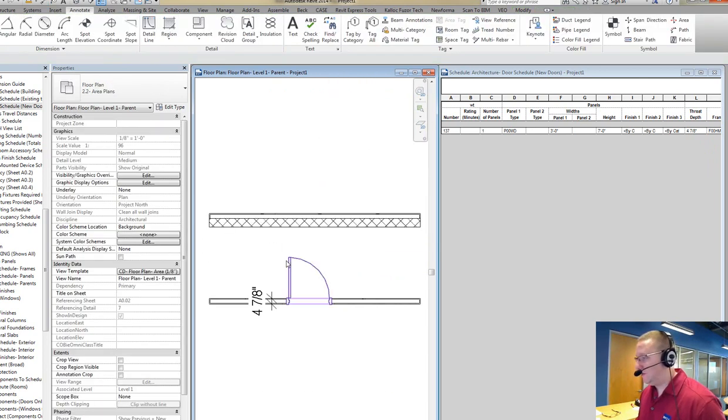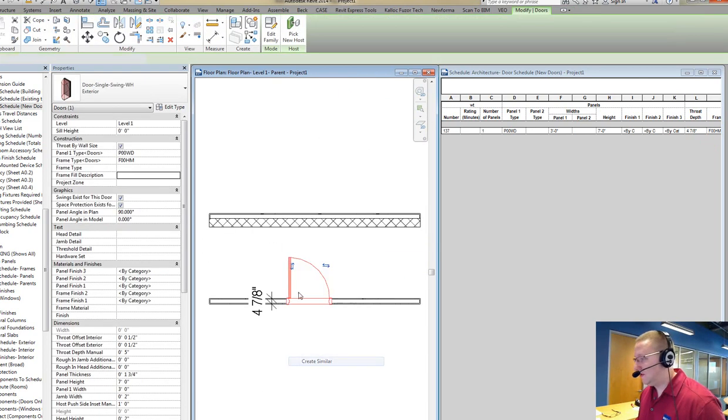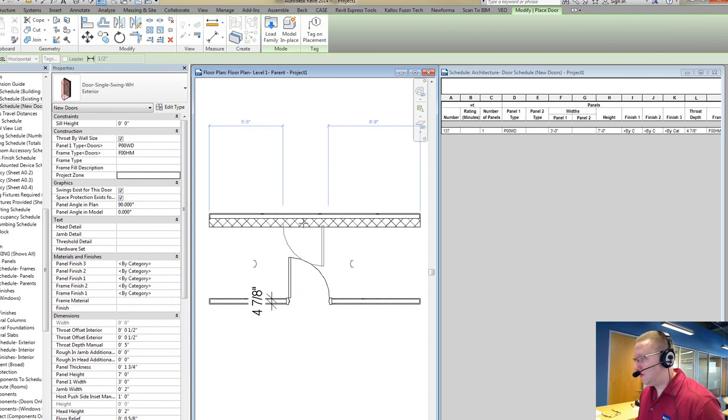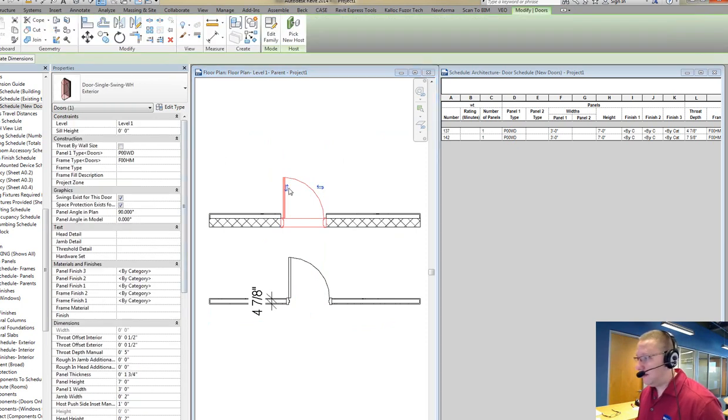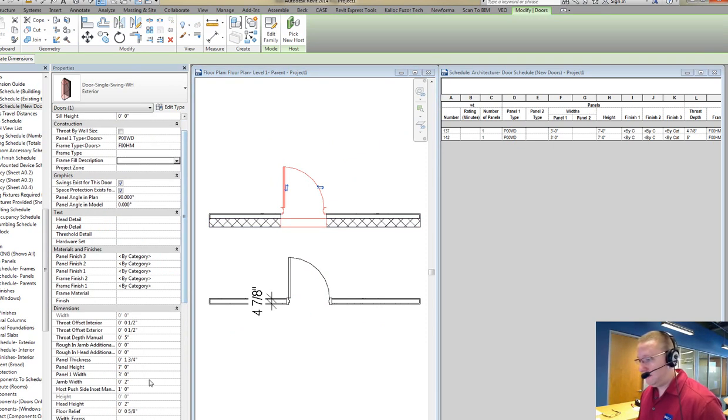What we didn't realize when these were originally built is it created a problem when the doors were used in a configuration where we were not using the throat by wall size. In this case, what the door was now reporting is it had a throat depth manual set to 5 inches, which we had always anticipated being the size of the frame itself that we wanted to show in the door schedule.